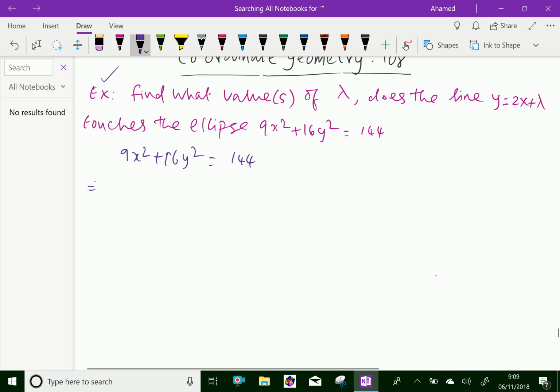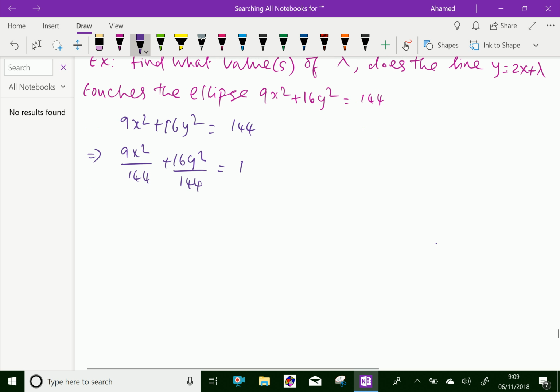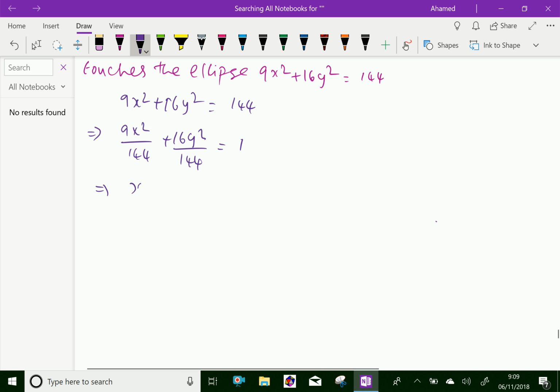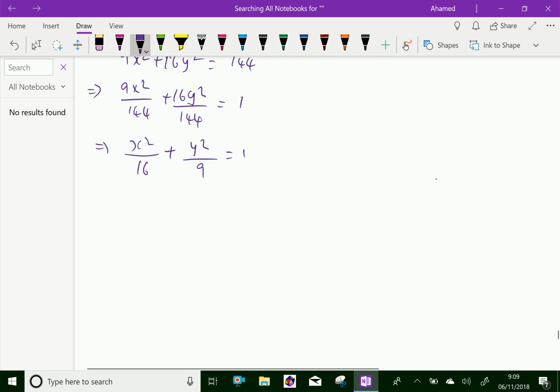Now divide throughout by 144, that is 9x squared over 144 plus 16y squared over 144 equals 144 over 144, which is 1. Now further, x squared over 144 over 9, which is 16, plus y squared over 144 over 16, which is 9, equals 1. Here you can say a squared equals 16 and b squared equals 9.